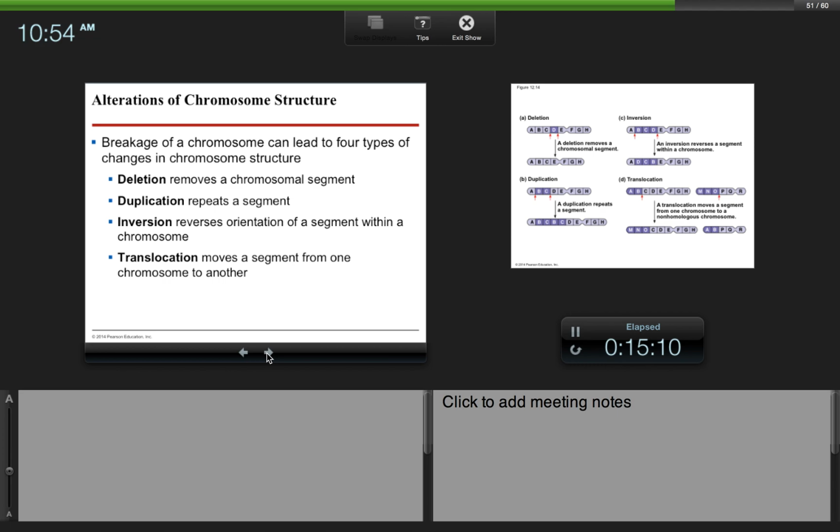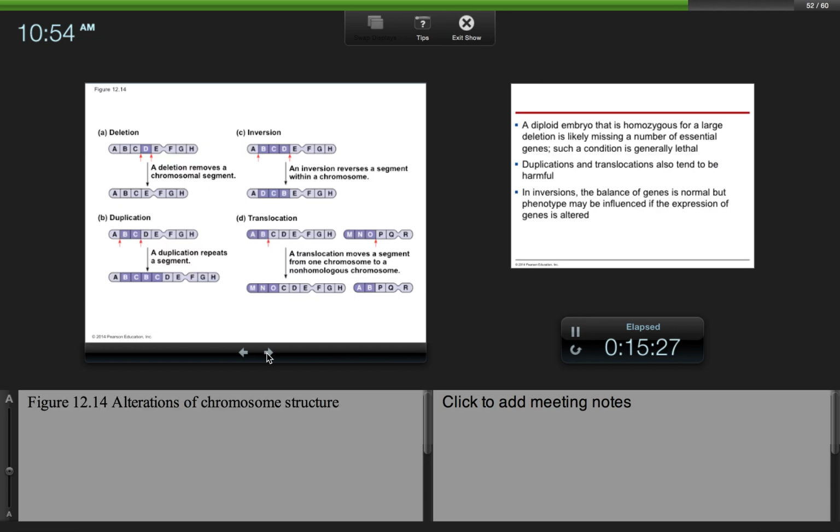Breakage of a chromosome can lead to 4 types of changes in chromosome structure: deletion, which removes a chromosomal segment; duplication, which repeats a segment; inversion, which reverses the orientation of a segment within a chromosome; and translocation, which moves a segment from one chromosome to another.